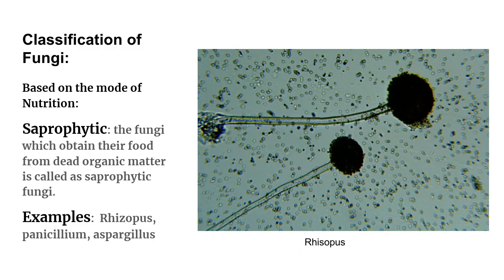Classification of fungi. You can see here the diagram. They are classified based on the mode of nutrition. Saprophytic, the fungi which obtain their food from dead organic matter. For example, Rhizopus, Penicillium, Aspergillus.